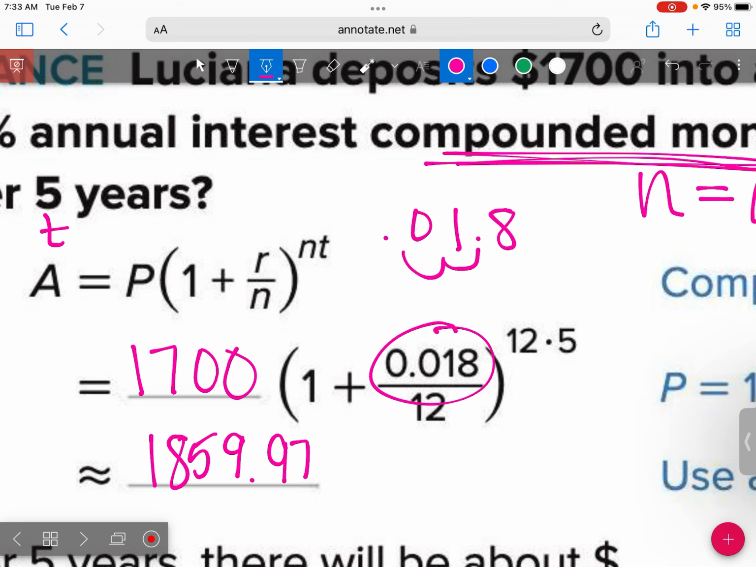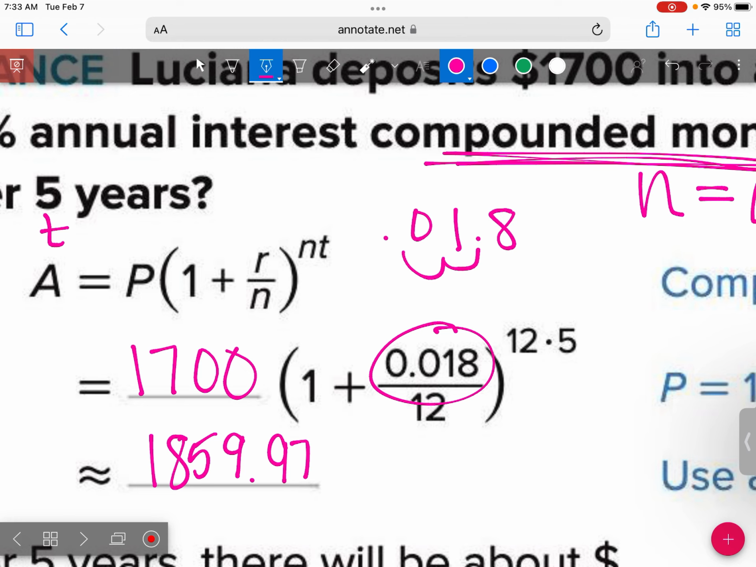To type in what we have, 0.018 over 12, to get out of the fraction, you're going to click the next arrow. Does that make sense? Okay, perfect. And then don't forget to close your parentheses.